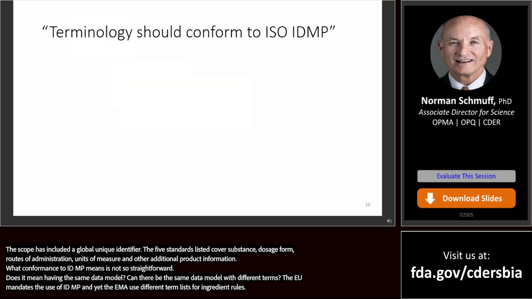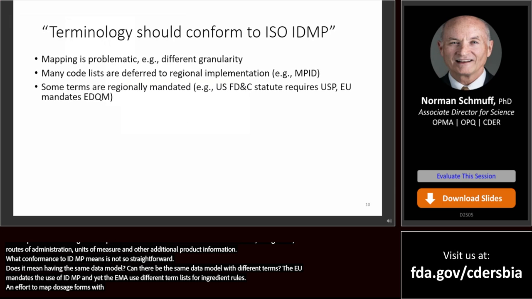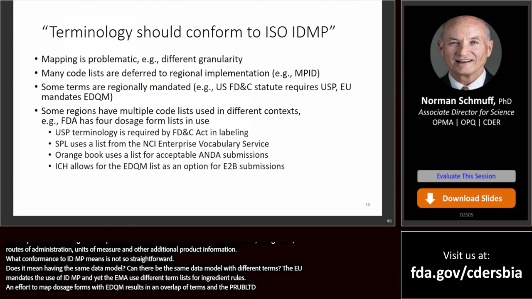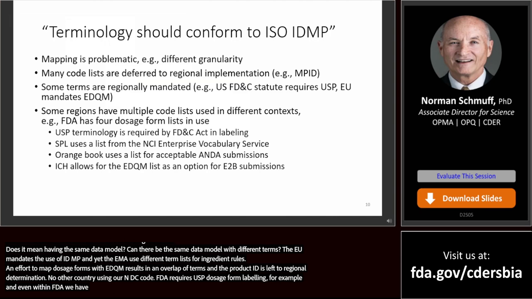An effort to map dosage forms with EDQM resulted in only a 30% overlap of terms, and medicinal product ID is left to a regional implementation, and no other country, for example, uses our NDC code. And FDA requires USP dosage form labeling, for example, and even within FDA, we have several different dosage form lists that are in use.